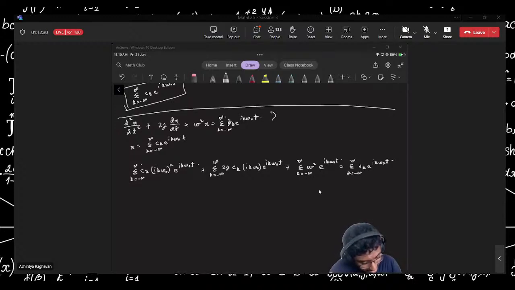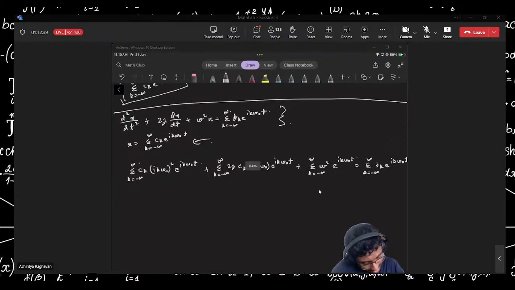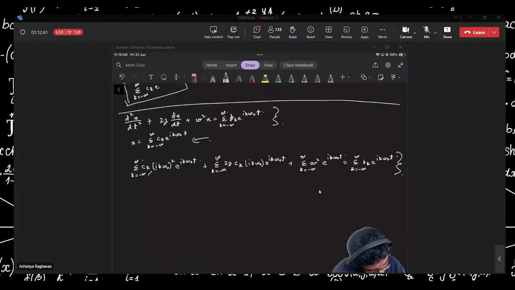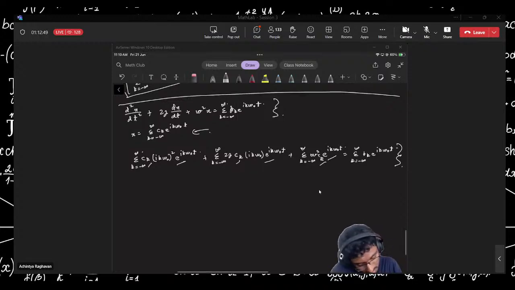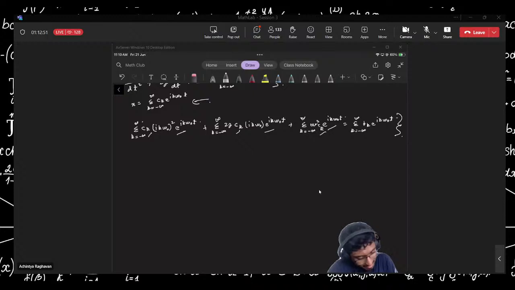So basically, we started out with this, substituted x, and we got this equation. So let's try simplifying it. One thing to notice is ck is common, and the exponential is also common. And we can take a single summation of it.